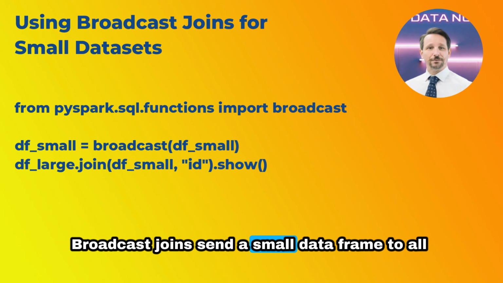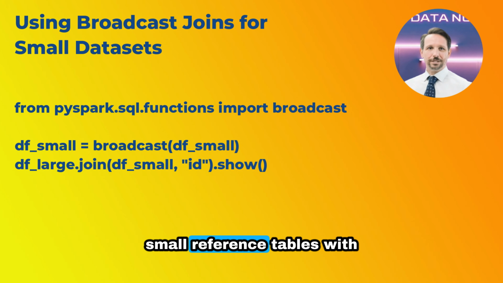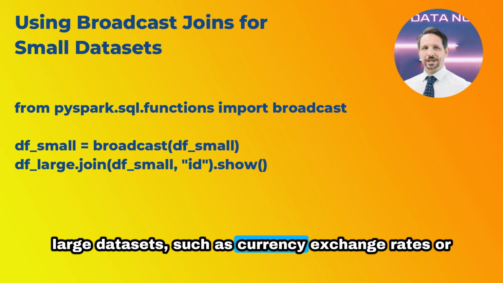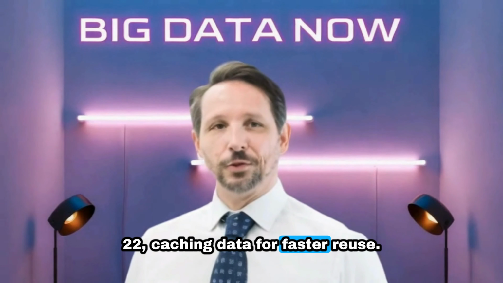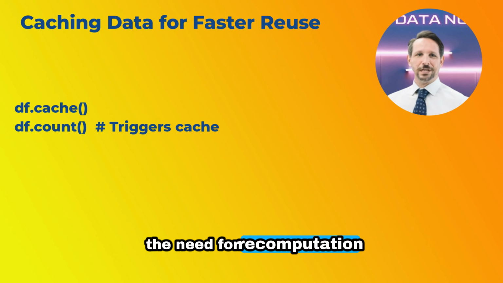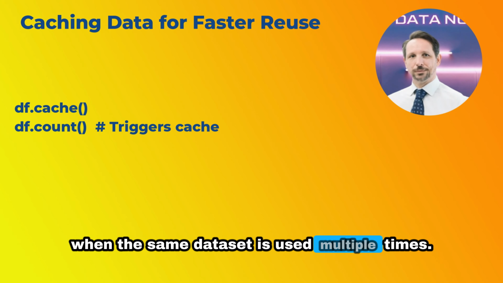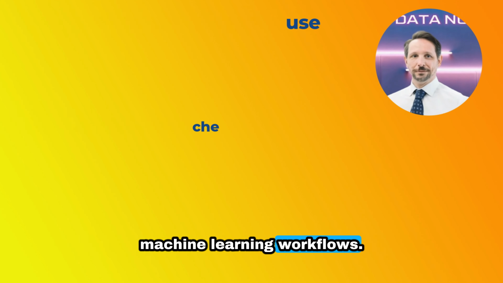Part 2, optimizing performance in PySpark. 21. Using broadcast joins for small datasets. Broadcast joins send a small data frame to all worker nodes, drastically improving performance when joining small reference tables with large datasets such as currency exchange rates or product categories. 22. Caching data for faster reuse. Caching stores the data frame in memory, reducing the need for recomputation when the same dataset is used multiple times. This speeds up iterative transformations and machine learning workflows.